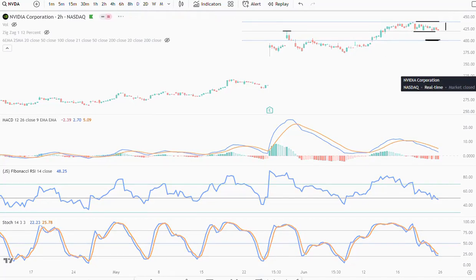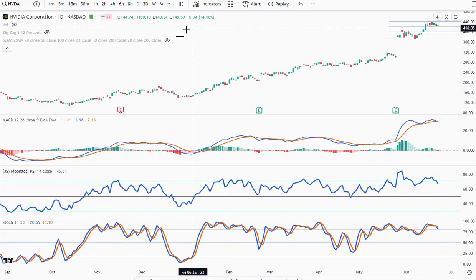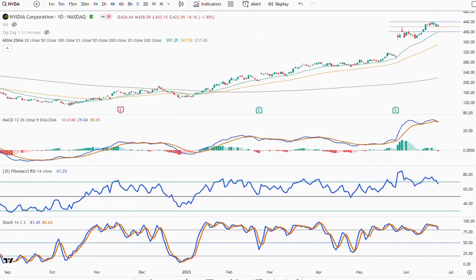On a daily basis, where is the 20 EMA? The 20 EMA is also at that level, around 400. So that works out. Even if it pulls back to 400, I don't think it jeopardizes the technical picture in any way. So that's NVIDIA.